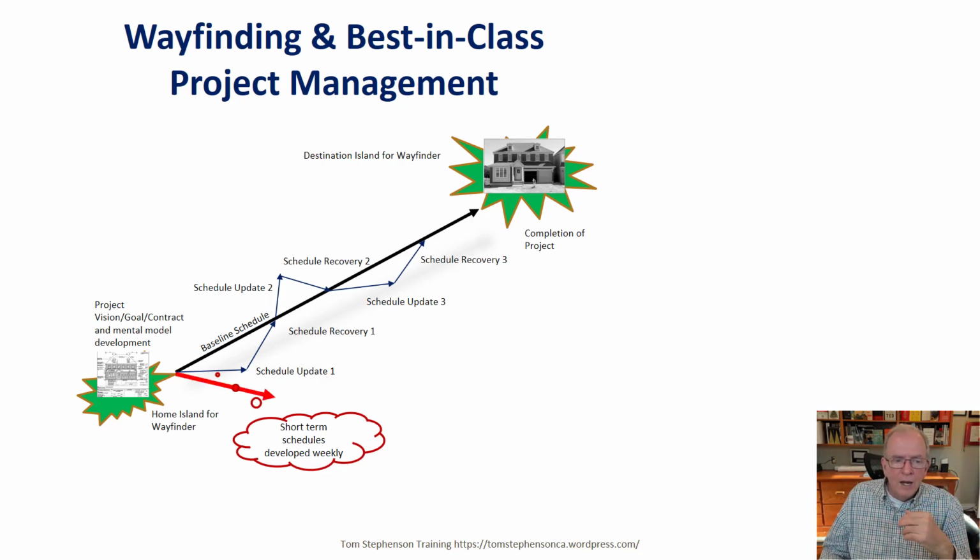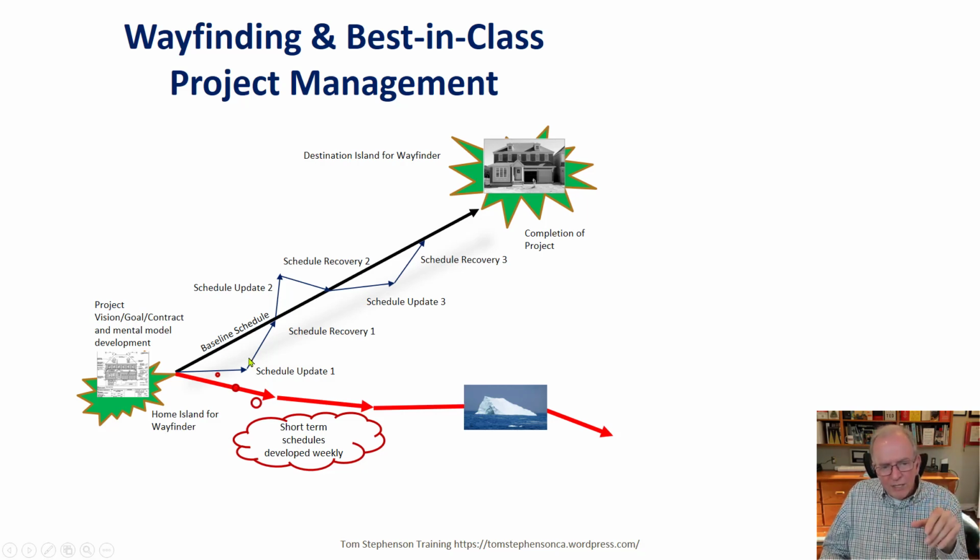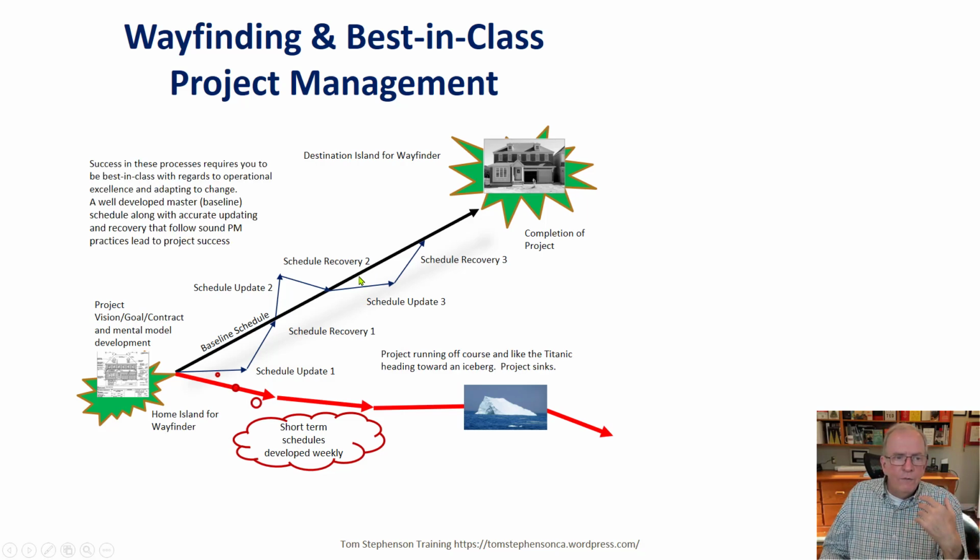If you don't do that, you kind of set up a plan and you're not updating it and you don't have a baseline set. You're kind of like the Titanic. You're in a different ocean, but you hit an iceberg and the project sinks. Not really great stuff. So when we're doing all these updates and recoveries, this is what's going on in Microsoft Project. And it's a tool to help you do that. And if you use it really well, then that's going to help lead you to success in project management.